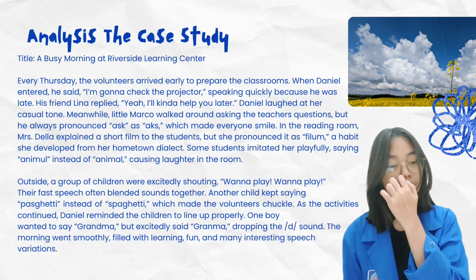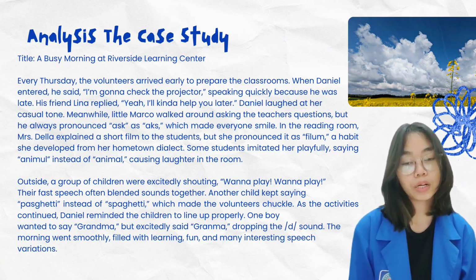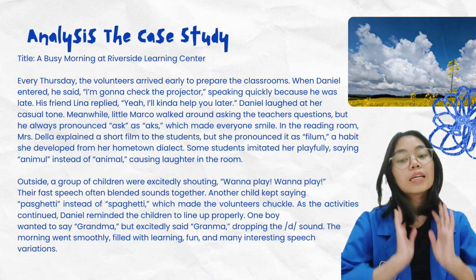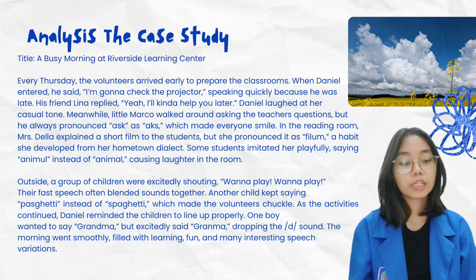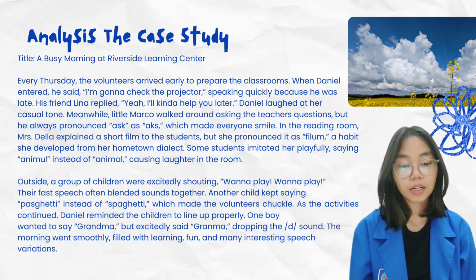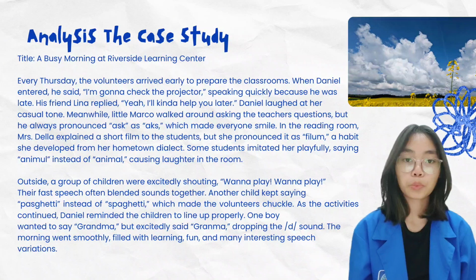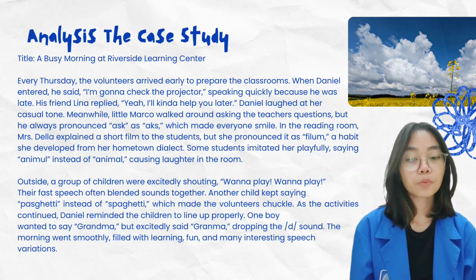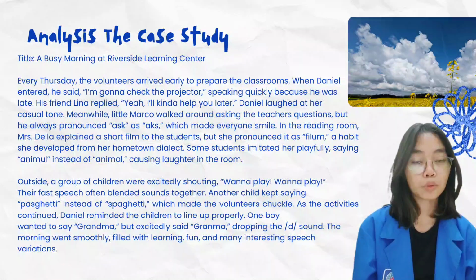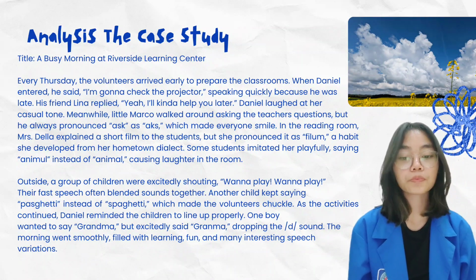So this is case study 1, about analyzing the story. We should analyze and find 3 or 5 examples. So there is assimilation. We should analyze and find the example from the story.